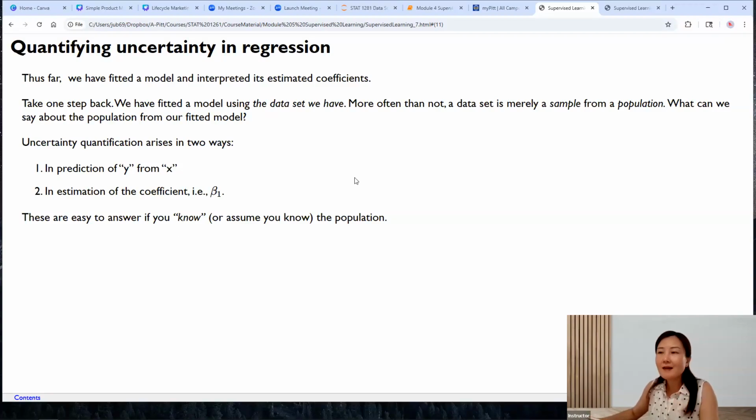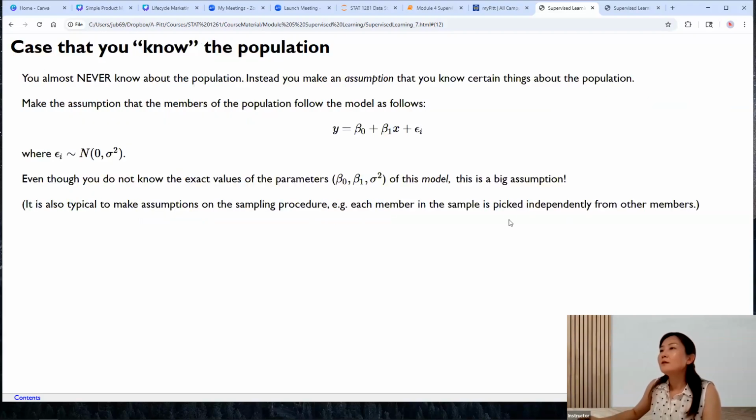This is one case. The second case is we don't assume we know the population, or we don't want to make any assumption about the population. So for these two scenarios, we use different methods. So first, take a look at the first case.